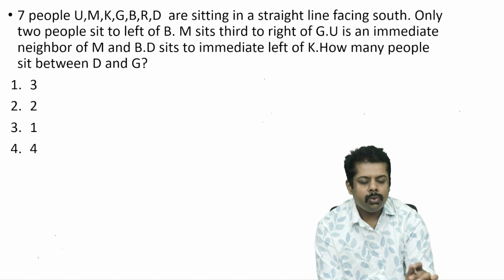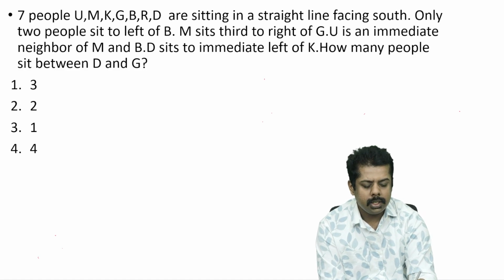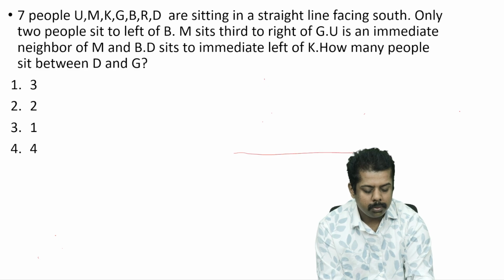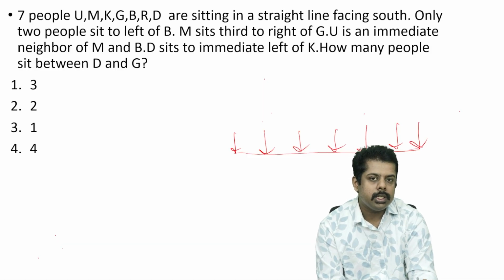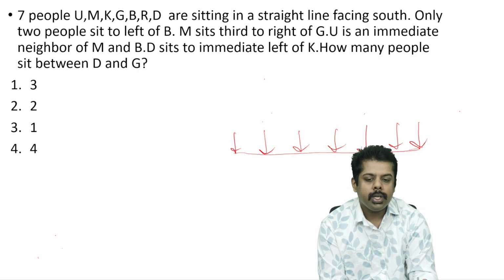First, we can draw a basic diagram to get a clear picture of this scenario. As we understood that there are 7 persons, we draw the basic diagram with 4, 5, 6, and 7. So there are 7 people in total, all facing south. Now we can go through the statements that are being given.